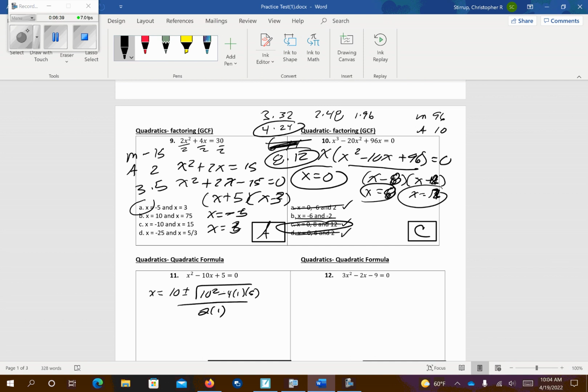Plus or minus 100 minus 20 over 2. 10 plus or minus root 80 over 2. 80 breaks down to 16 and 5.